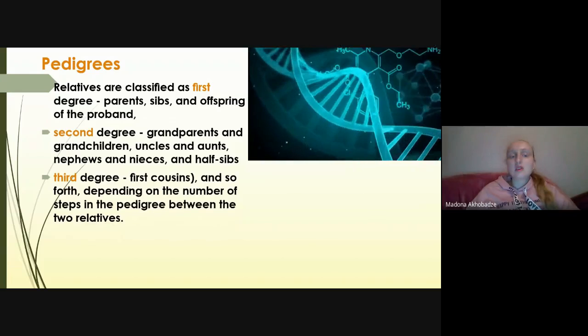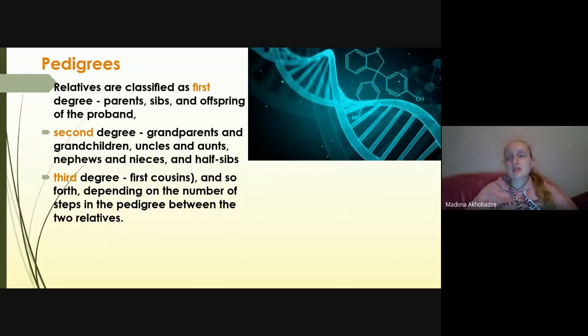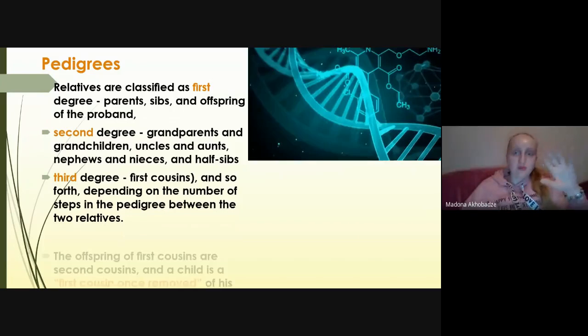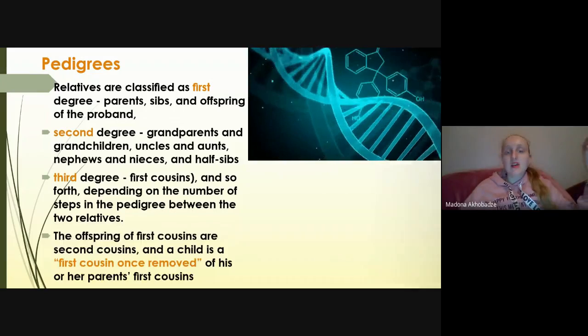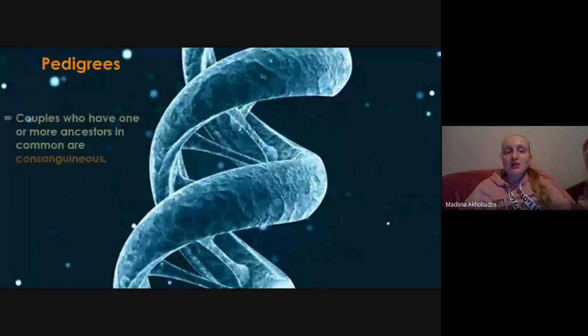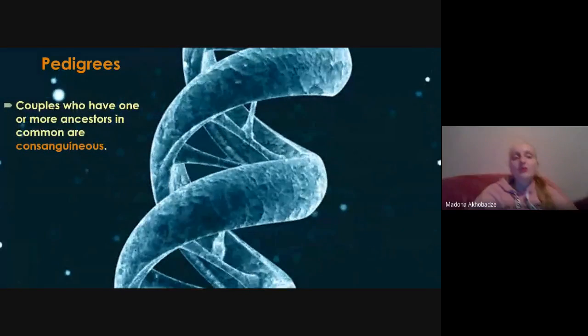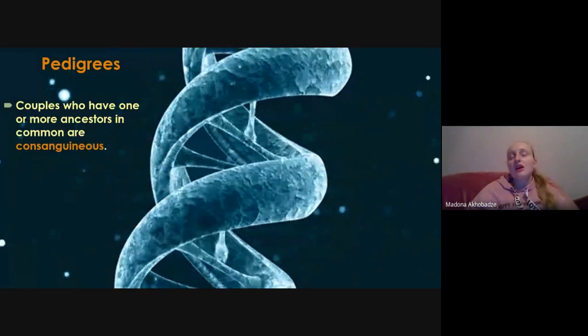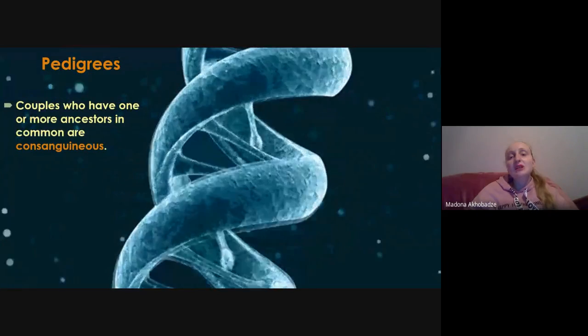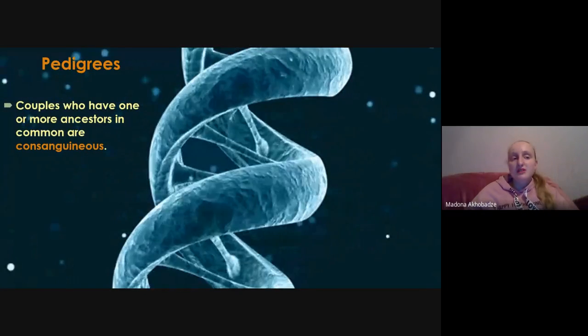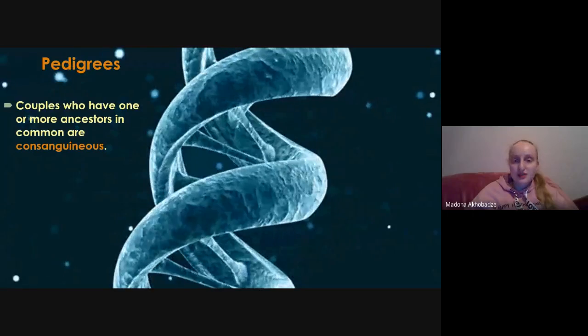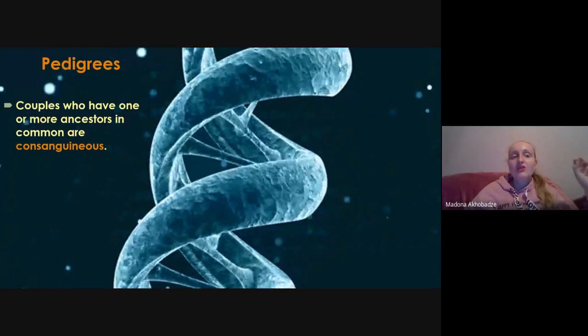And the third degree includes first cousin, second cousin, and so on and so forth, according to the family tree. Yes. And now the couples who have one or more ancestors in common are called consanguineous, sharing one or more ancestors. They're called consanguineous.